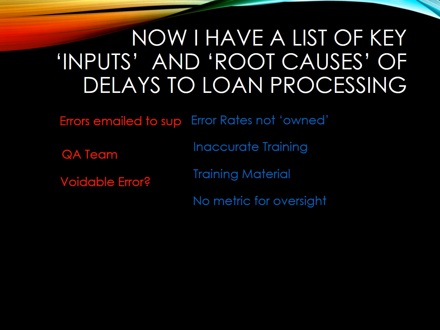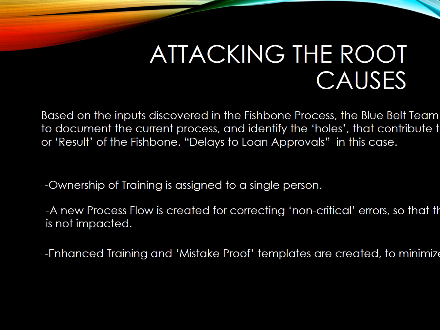So now we have the lists. Like I said, kind of two sets of things. The things in red really are about how do we react as an organization once an error is made. And the things in blue are really related to how could we avoid that mistake or avoid that error in the first place. So we now have a list of inputs that we know has direct impact on the head of our fish, which is a delay to the loan approval process.